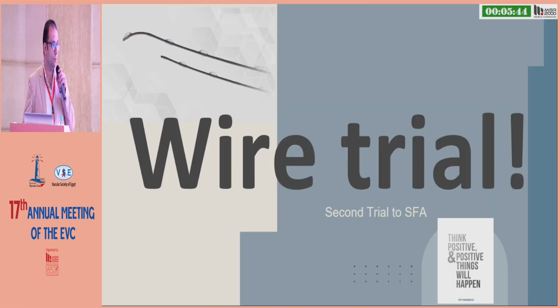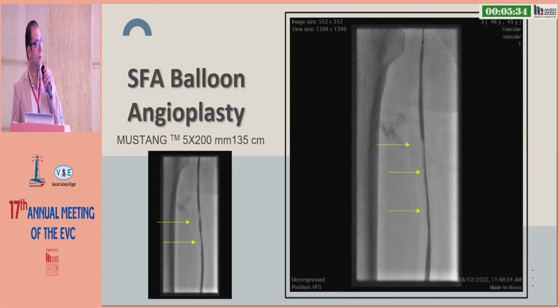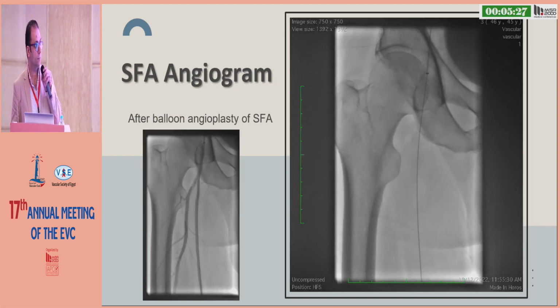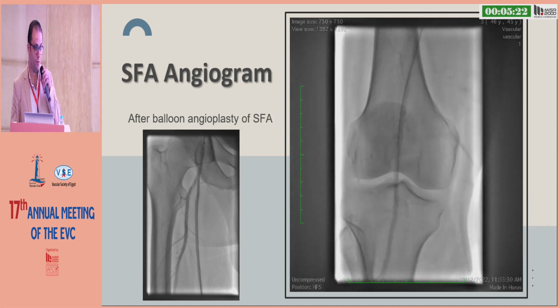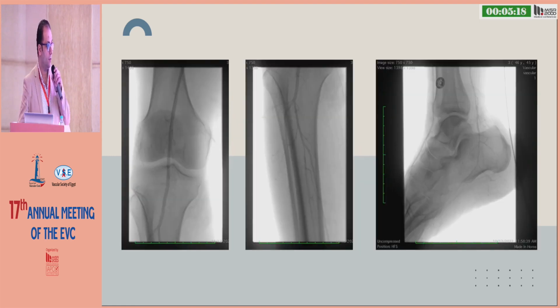Another trial was done to the superficial femoral artery, with balloon angioplasty of the superficial femoral artery. Tight lesions were present and inflated by the balloon in the superficial femoral artery. The angiogram shows patent common femoral, superficial femoral and profunda femoris arteries, with good distal runoff from the popliteal and infrainguinal popliteal and tibial vessels and the arch of the foot.